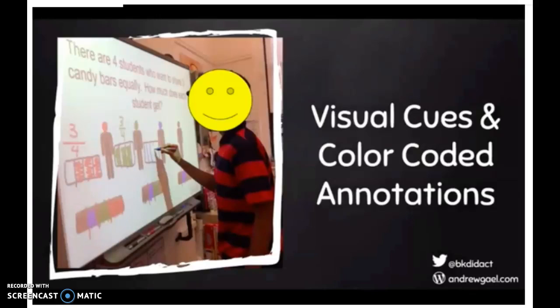Another support that we integrate are visual cues and color-coded annotations. Now, I want to spend a second explaining the difference between visual cues and pictures. So most people who want to integrate visuals into their problem solving will just put a picture that they think will help students make sense of the problem. And that's good in one aspect, but what you want to think about when adding visuals to any kind of problem solving worksheet is how the student is going to interact with that visual.